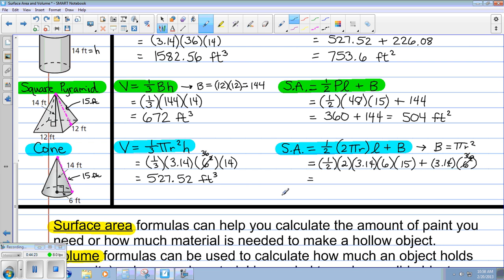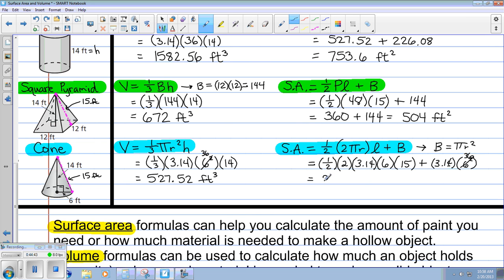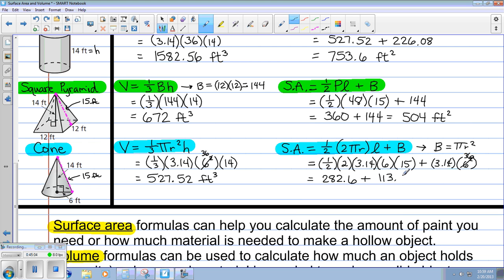So all we have to do is calculate. I can use 0.5 for 1/2 times 2 times 3.14 times 6 times 15, and that equals 282.6. And then I have to add this calculation for the area of the base, which is pi times r squared, which is 36. So it's 113.04.